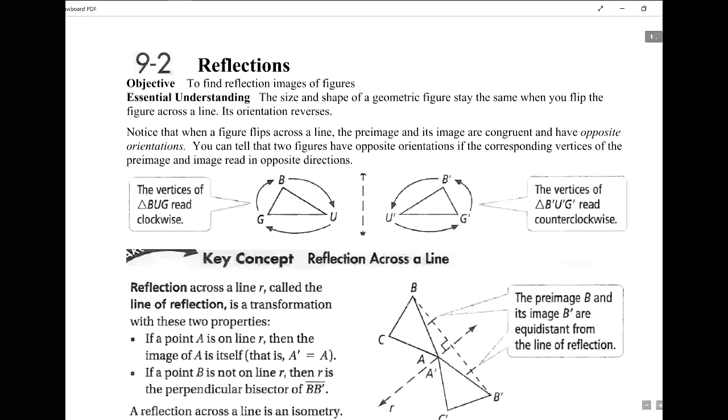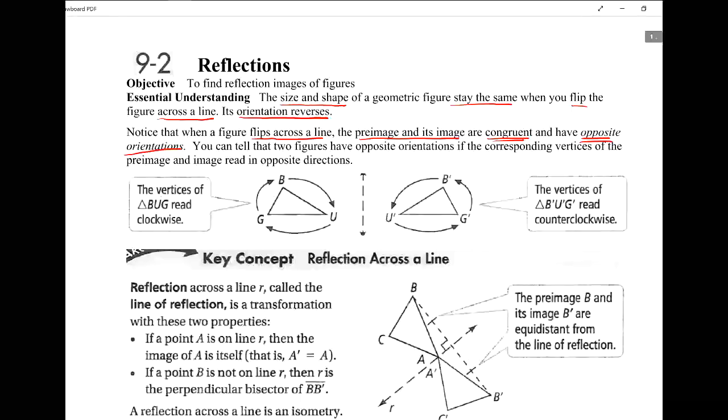Reflections, some important things to remember here: the size and shape stay the same, but we flip our figure across a line. And so in this case, its orientation reverses. Now our translations, we just slid it, it was the same direction. So when we flip across that line, the pre-image and image are congruent, but have opposite orientation.